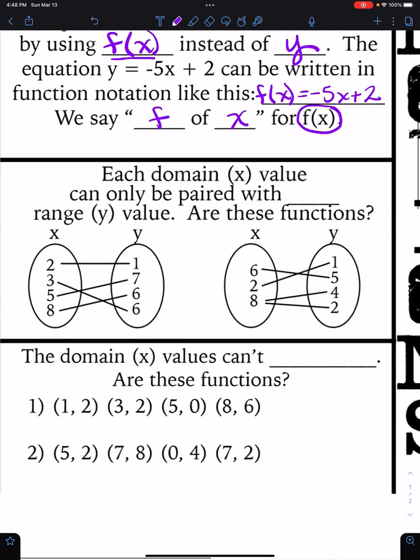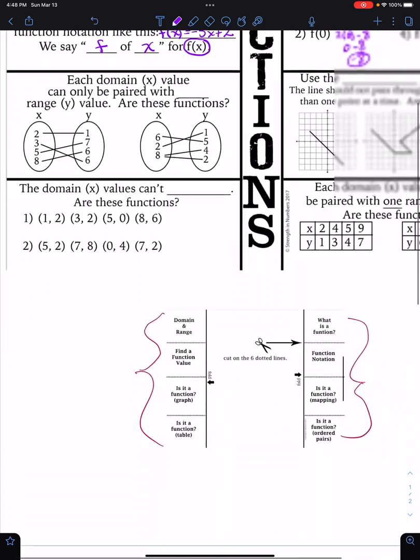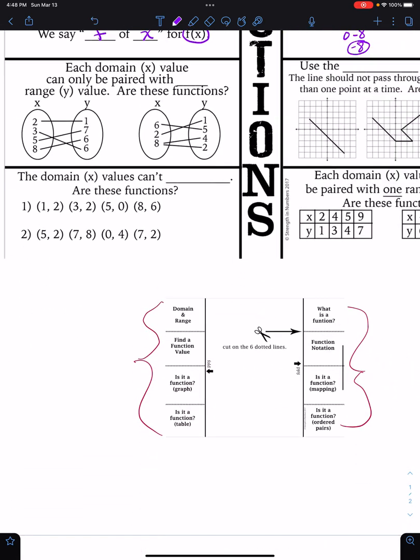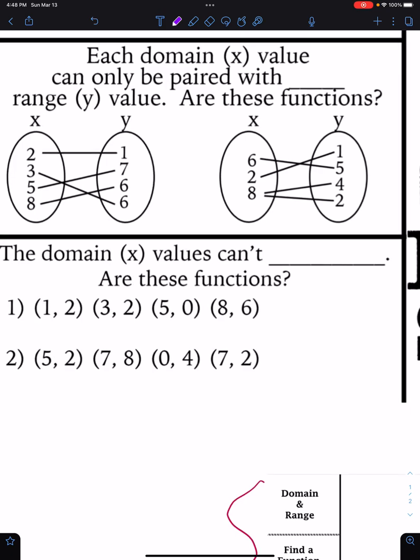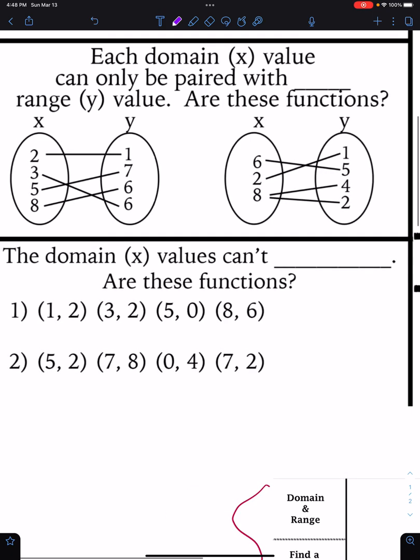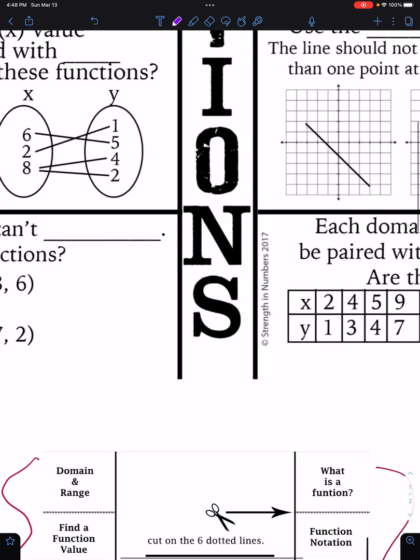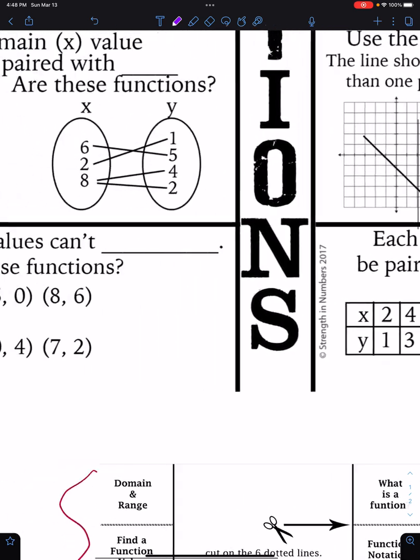Okay, so now I have my little flaps down here. So now we're going to determine if a relationship is a function, and you can do that 4 different ways: from mapping, from points, from a graph, or from a table.